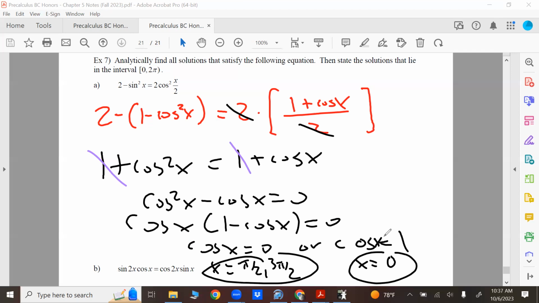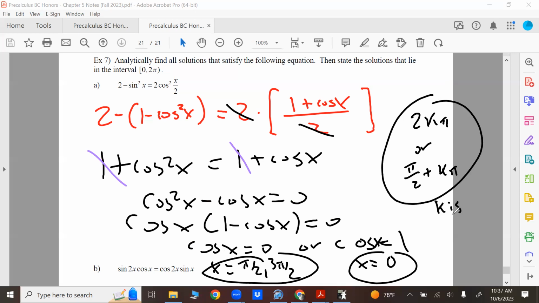And then generally, you could say it's 2k pi or pi over 2 plus k pi, where k is any integer. I think so. Yeah. That's for cosine. And by the way, everyone check your work. Plug in the left side, plug in the right side, so everything matches. Either way, you should be able to get this. And check your work. That's my best friend. Check your work.